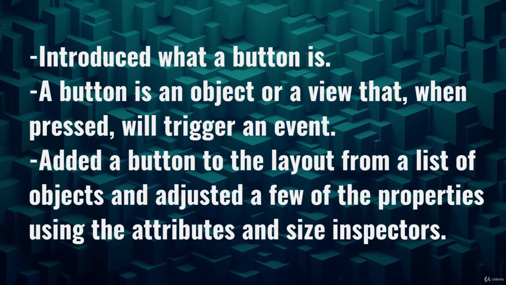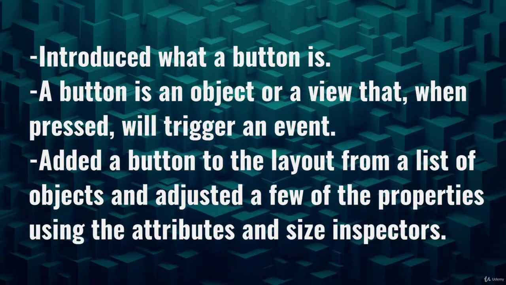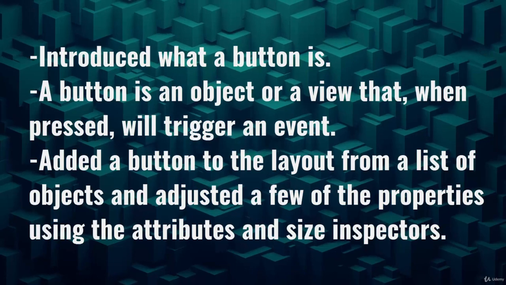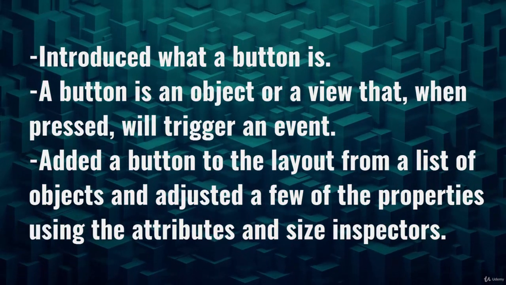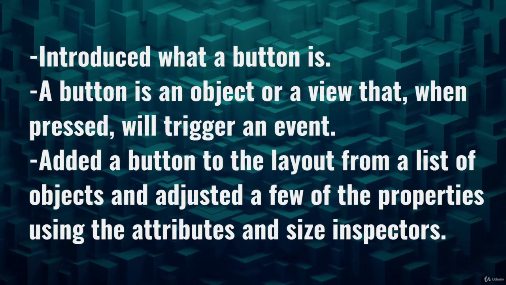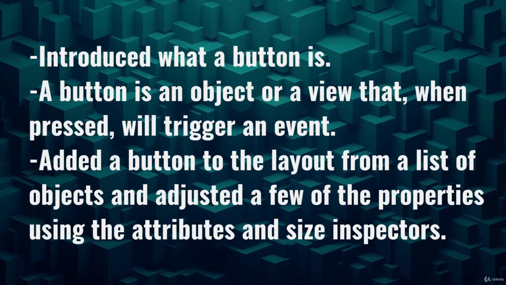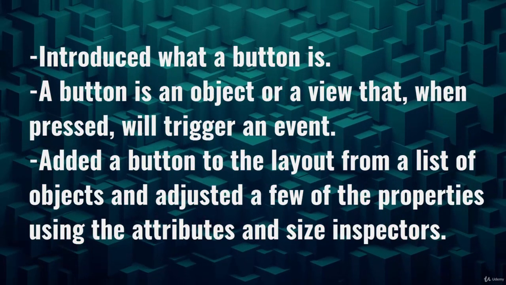What else did we do in this part? We added a button to the layout from a list of objects. We saw previously how to do a label. Now we're looking at a button, and it's the same way: we just dragged and dropped it into the main.storyboard. And we adjusted a few of the properties using the attributes and size inspector in the properties window. In this next part we'll be looking at how to actually add it into the code itself.